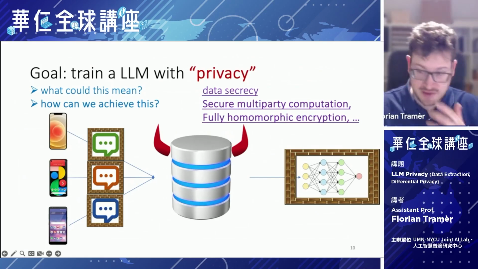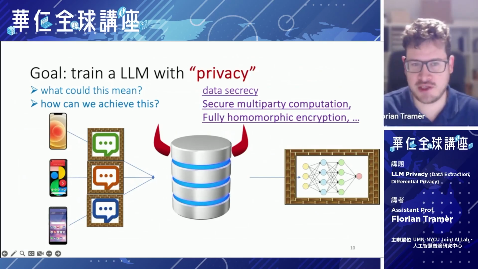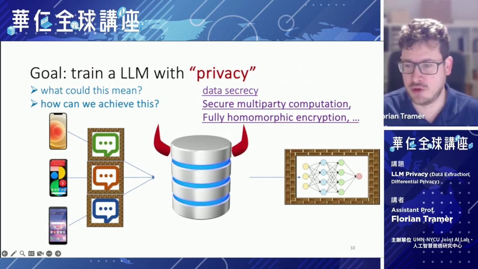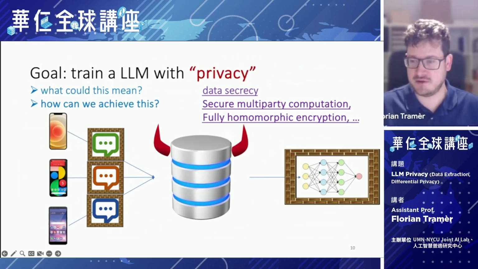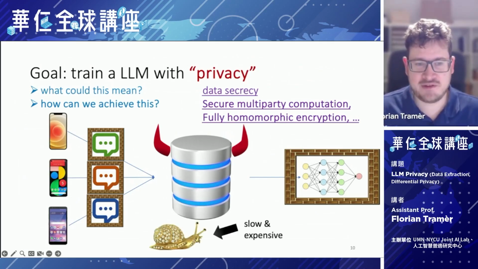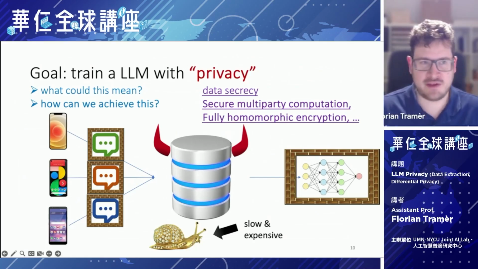And here there are techniques for doing this from the cryptography literature, things like secure multi-party computation and homomorphic encryption, that in principle can be applied to any function we want to compute. So in particular, they can be applied to the function that trains a machine learning model on a whole bunch of data. But this is extremely impractical. It's very, very slow and very, very expensive to do. And so this is not something that we can currently do in practice.